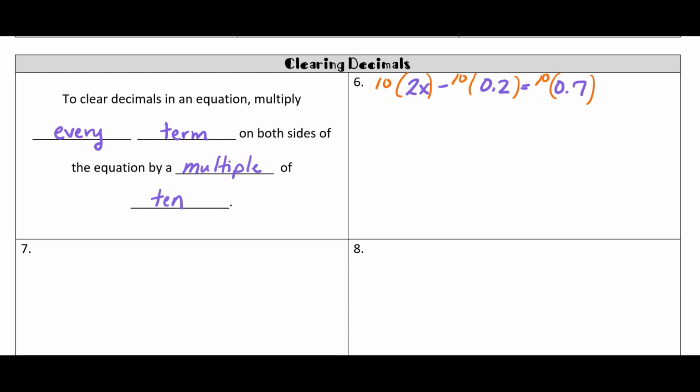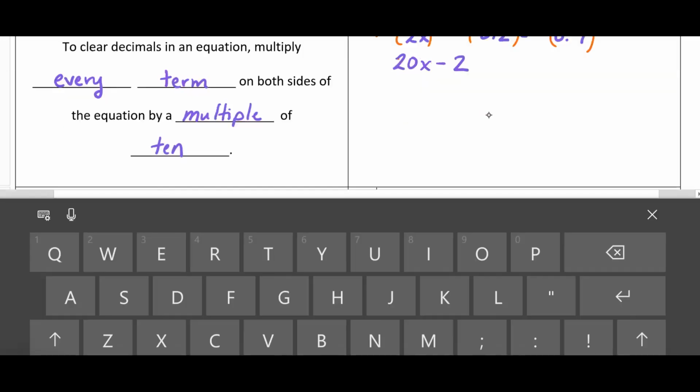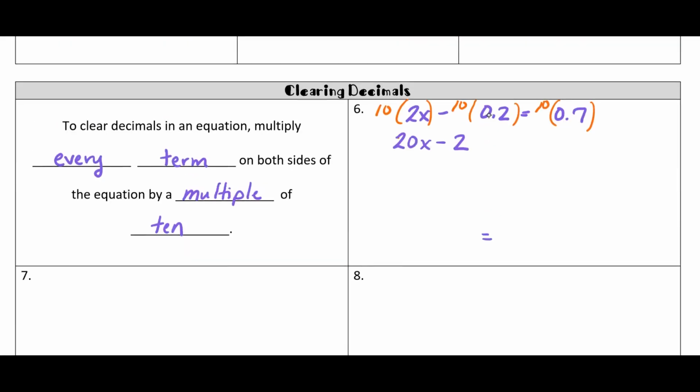So 10 times 2x is going to be 20x. 10 times 0.2 is minus 2. And 10 times 7 is going to be 7. So now this doesn't have any decimals in it, so we're going to add 2 to both sides. We're going to have 20x equals 9, and then we're going to divide by 20.